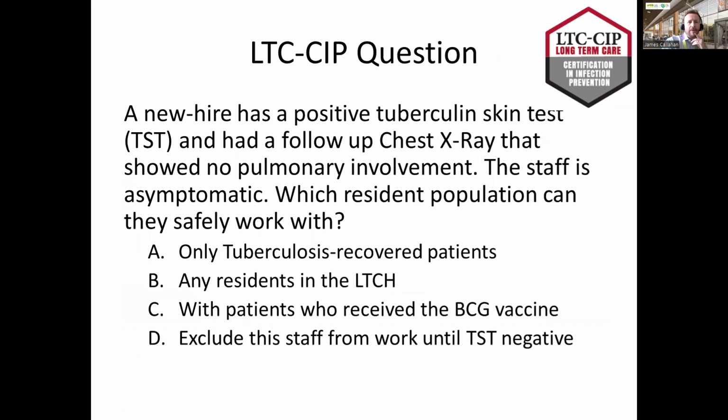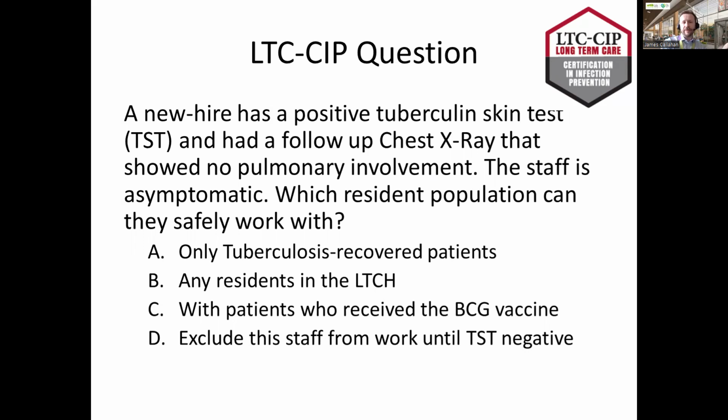A new hire has a positive tuberculin skin test, TST, and has a chest x-ray that shows no pulmonary involvement. The staff is asymptomatic. Which resident population can they safely work with? A, only tuberculosis recovered patients. B, any residents in long-term care. C, any with patients who have received the BCG vaccine. And D, exclude the staff from work until their TST is negative.